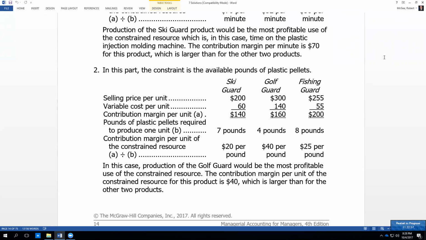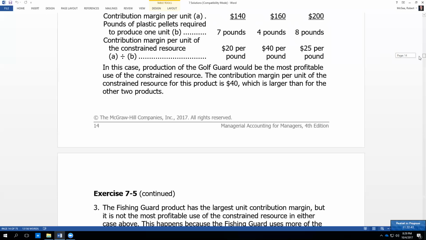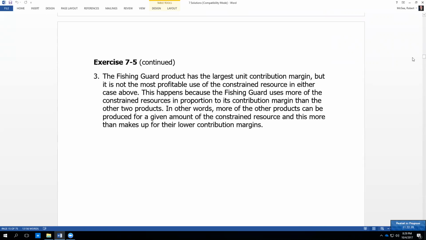And then the third one, which product has the largest unit contribution margin? Why wouldn't this product be the most profitable use of the constrained resource? So the fishing guard has the largest contribution margin, but again, when it's a constrained resource, the largest contribution margin is not relevant, right? We have to figure out how profitable per minute, how profitable per pound of pellets or something. So the fact that one contribution margin is larger should not enter into this at all. It's maybe nice to know, but you can't do anything with that information.